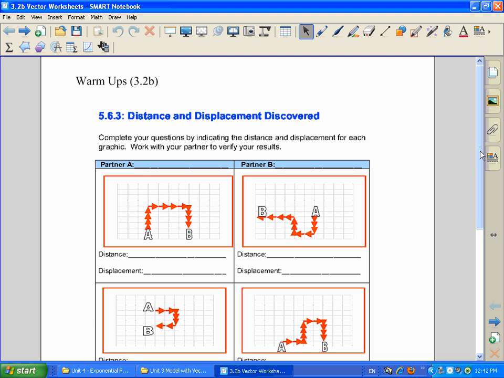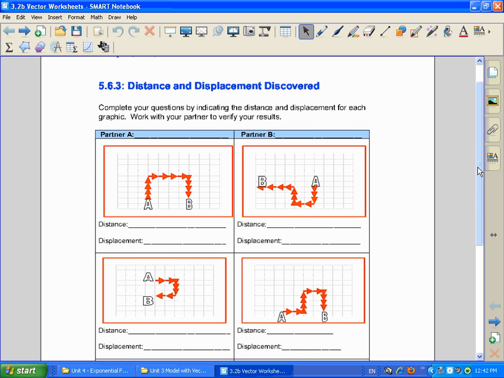All right, so it says here, complete your questions with a partner. I don't need you to have a partner. We'll just do it as a warm-up. So what we need to do is to verify from A to B. So A is our start and B is our end.